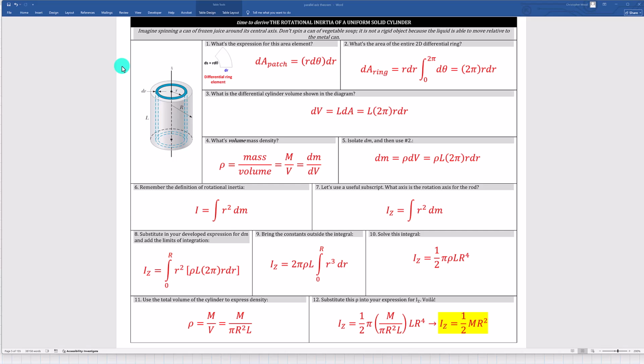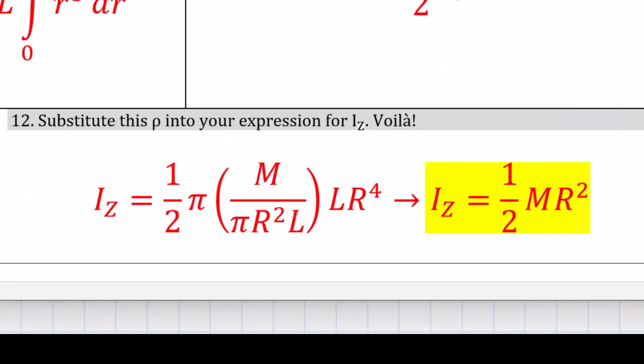Similarly, here's the derivation I provide via my lecture video for the rotational inertia of a uniform solid cylinder. Again, I stick pretty much to what's provided in Halliday and Resnick, and after 12 fun steps, I provide the expression for the rotational inertia of a uniform solid cylinder.